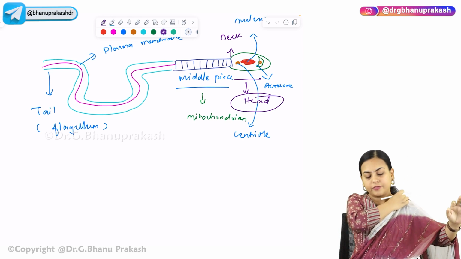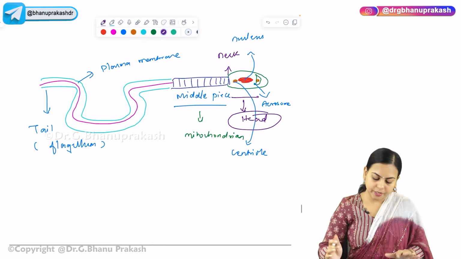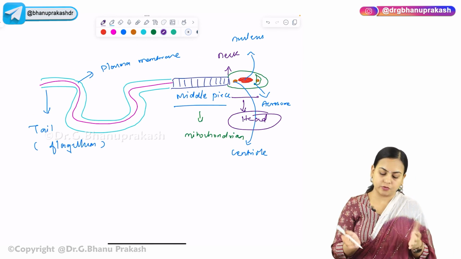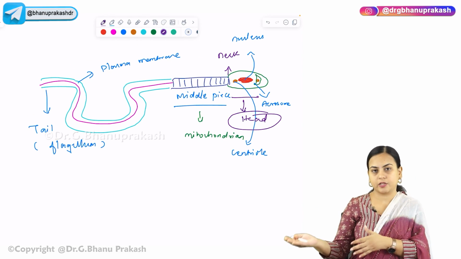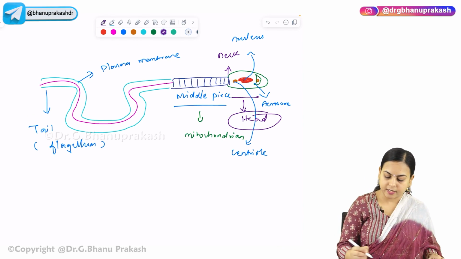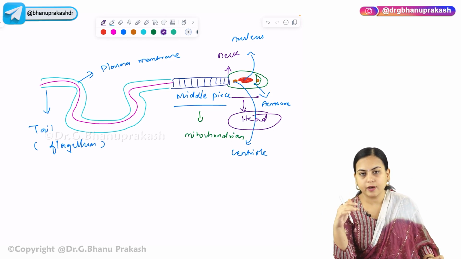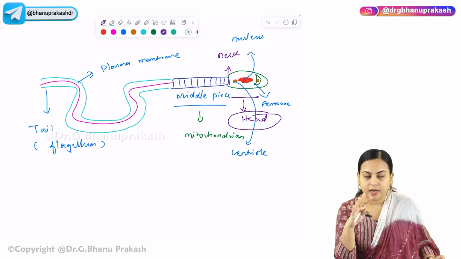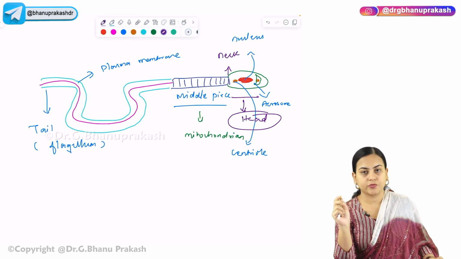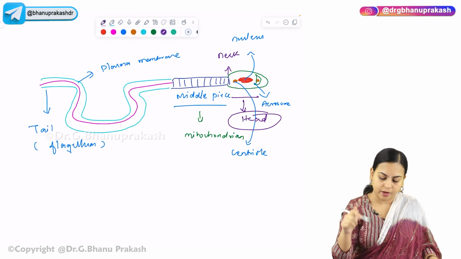Okay, so if we clearly see the picture, sperm consists of three parts: one is tail, another is middle piece, another is head. The tail is the flagellum, in the middle piece you have the mitochondria, and in the head you have the acrosome, the nucleus, as well as the centrioles. That's what you have to know.